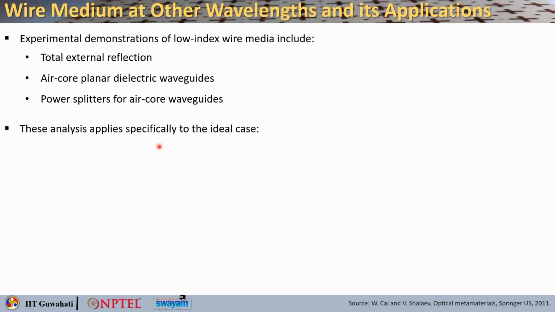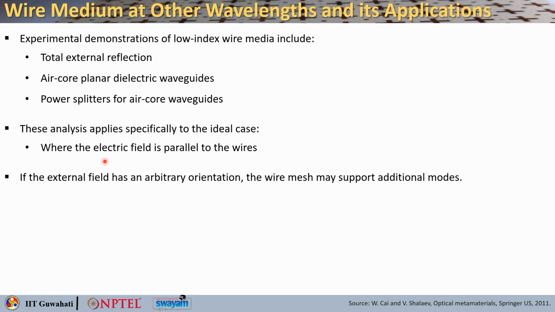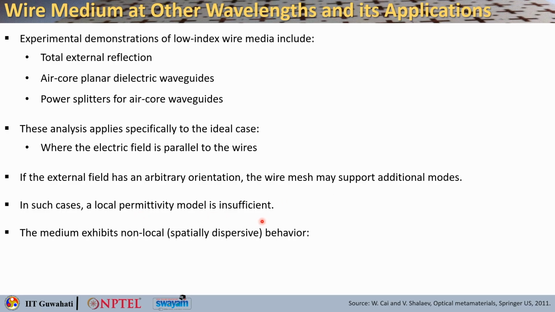Now, this analysis basically applies specifically to the ideal case where the electric field is considered to be parallel to the wires. Now, assume that the external field has got some arbitrary orientation. That means it is not purely parallel to the length of the wires. So, in that case, the wire mesh will support some additional modes. Okay. So, in such cases, a local permittivity model will be insufficient.